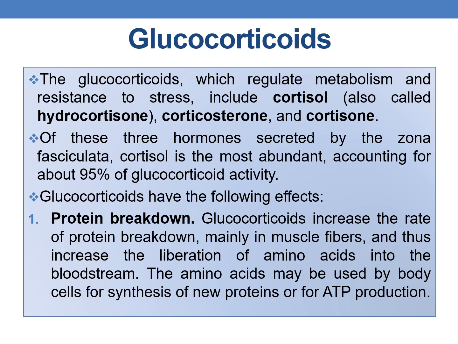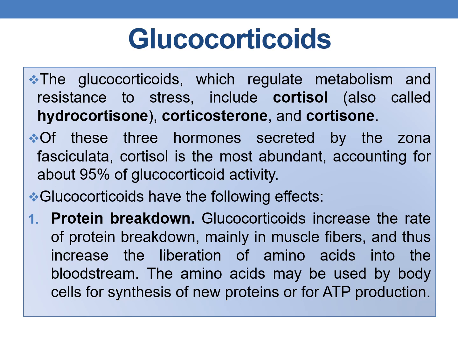Now coming to glucocorticoids. The glucocorticoids, which regulate metabolism and resistance to stress, include cortisol, also known as hydrocortisone, corticosterone and cortisone. Of these three hormones secreted by the zona fasciculata, cortisol is most abundant and accounts for about 95% of glucocorticoid activity. The glucocorticoids have the following effects.